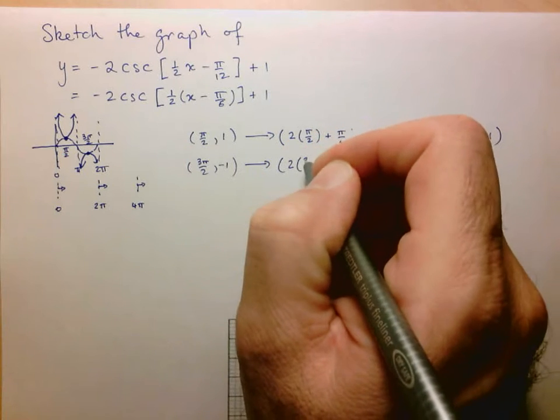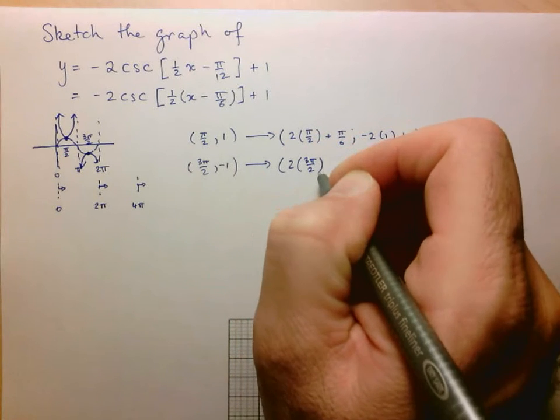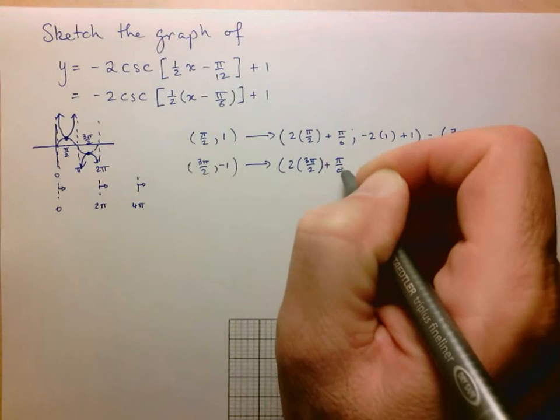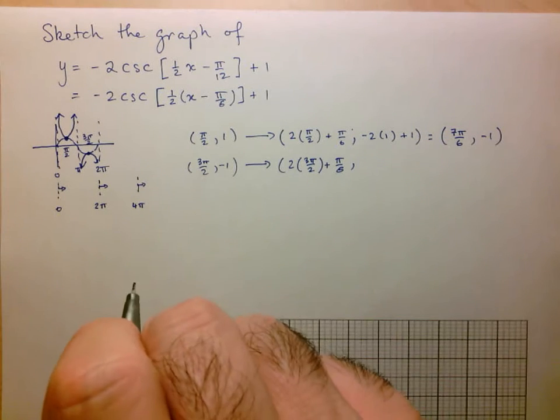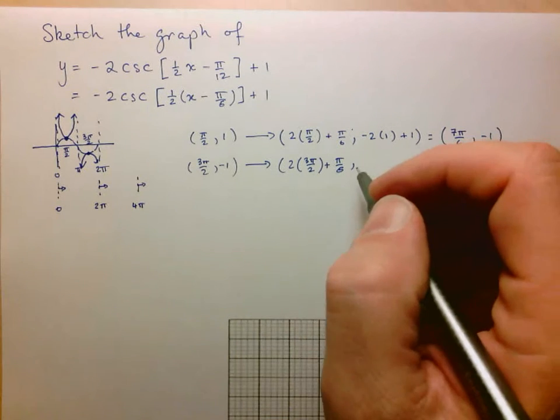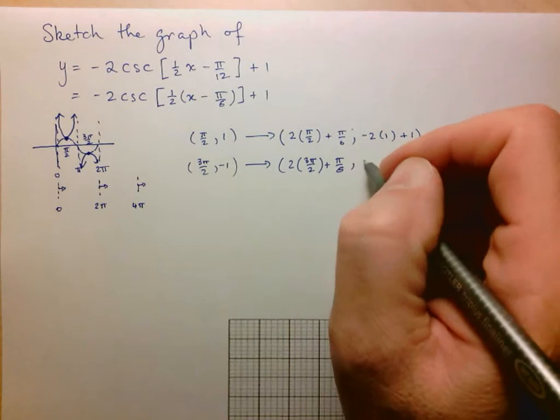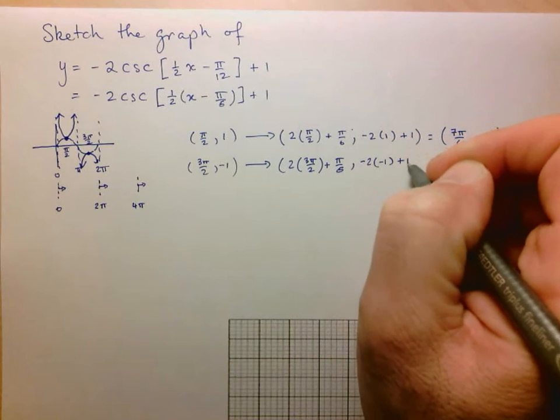And my second point here: 2 times 3 pi over 2 plus pi over 6. You see how I'm using the exact same methodology for transforming this function as I would any other. So here we get -2 times -1 plus 1.